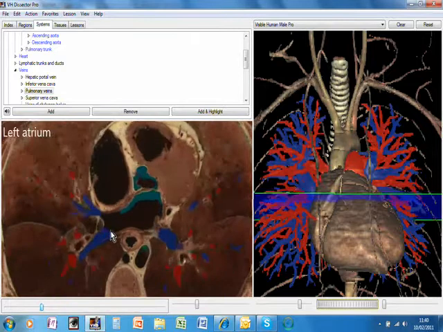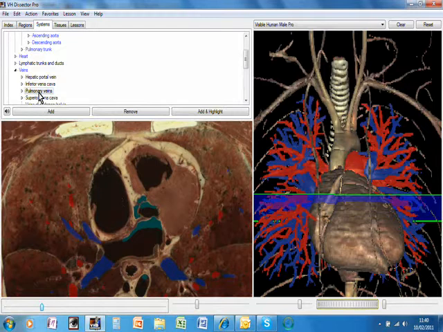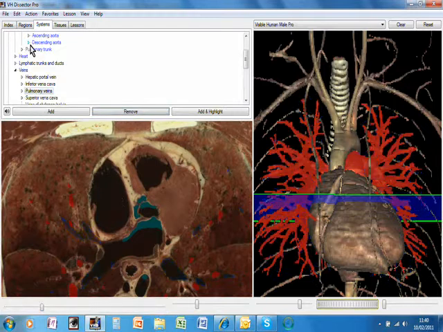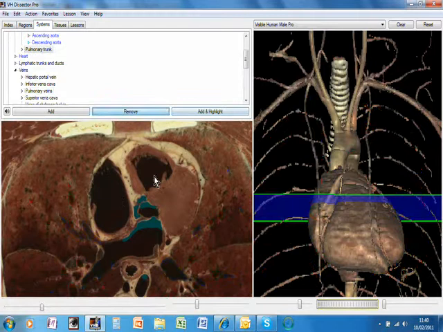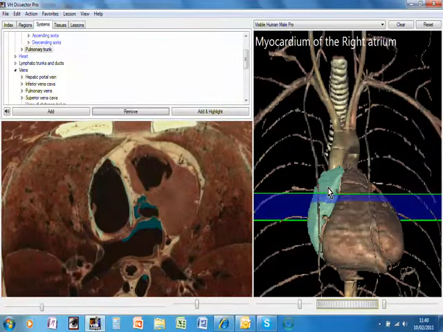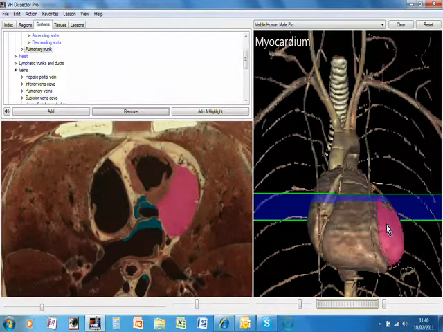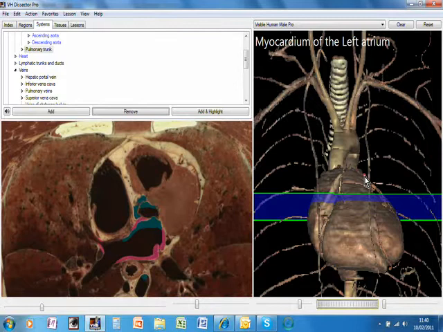We'll keep scrolling down now, and you can see that we have also a four-chambered view of the heart at this level. So I'm going to remove some of these vessels, and we can see our four-chambered view of the heart. So here's the right atrium, here's the right ventricle, here's the left ventricle, and behind, the left atrium.